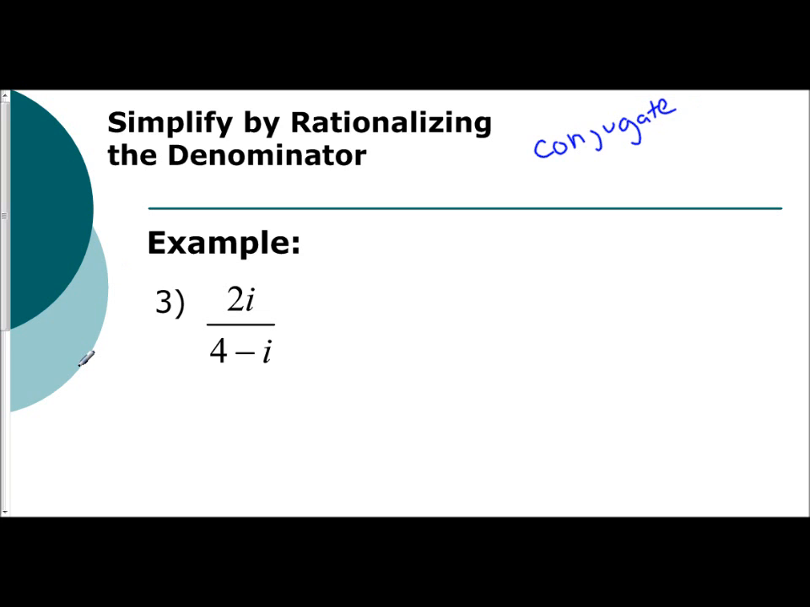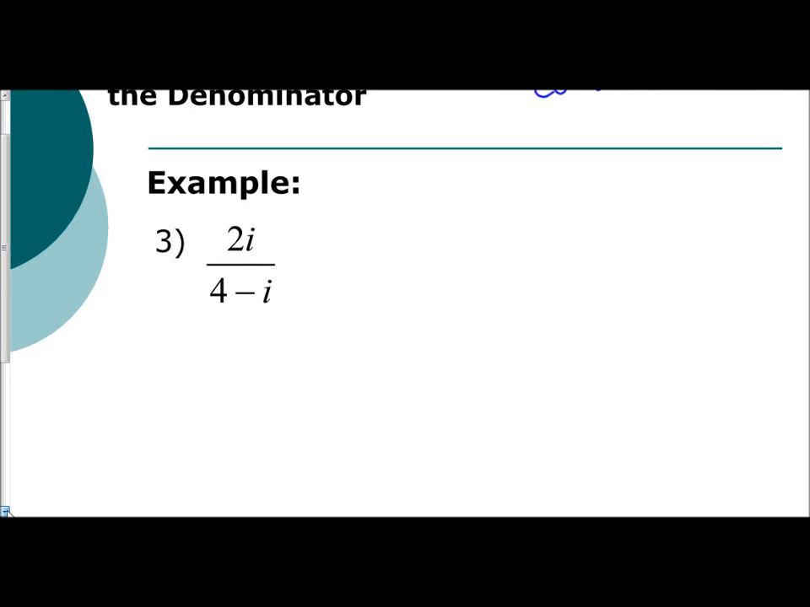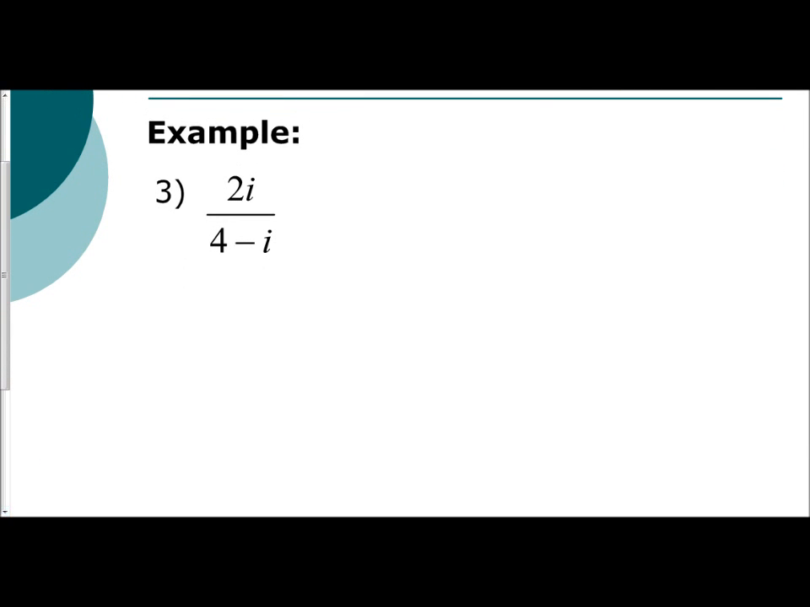And so if I have 2i over 4 minus i, what we're going to do is multiply both the top and the bottom by the conjugate, which would be 4 plus i. Since this is our third example of this, I'm going to go right to the shortcut when it comes to the denominator.